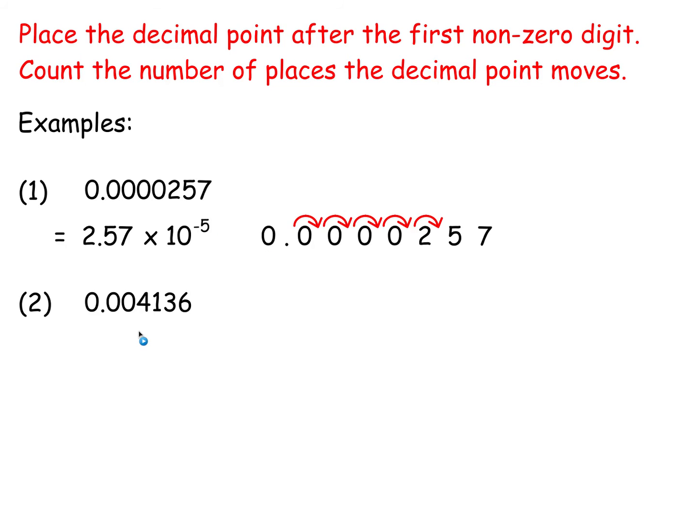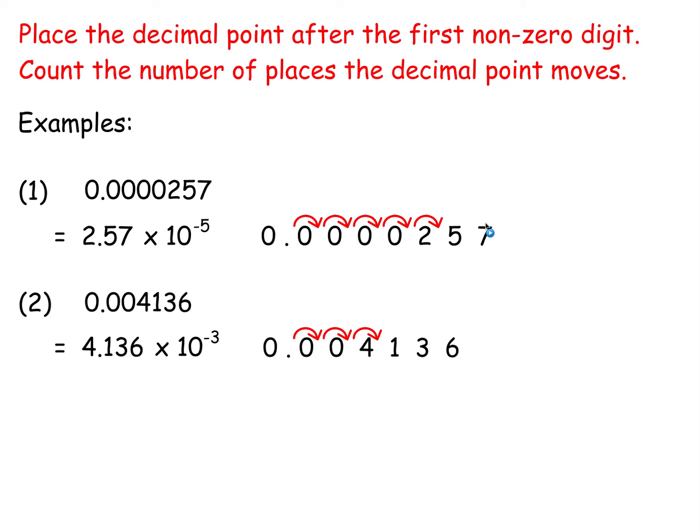Here's another example. Put a decimal point after the first non-zero digit, 4.136. From the original number, there's the decimal point, and it's to jump to after the 4, it's got to jump 3 places. It's a very small number, it's a negative power. And you use the same process if you want to shift the number from being scientific notation back to a normal number.